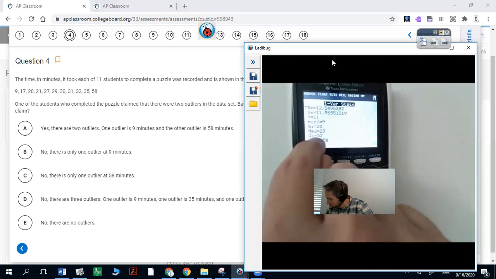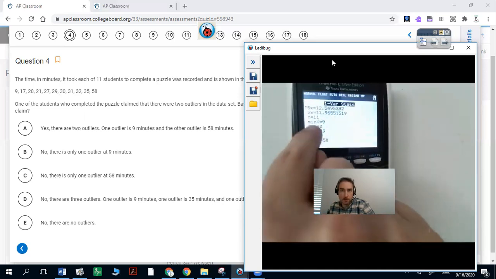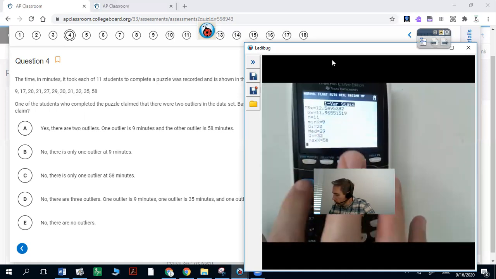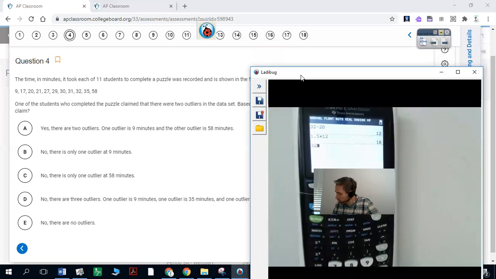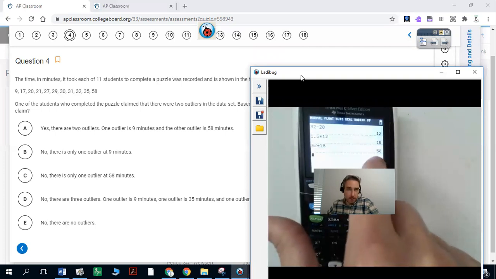My quartiles are 32 and 20. So the IQR would be 32 minus 20, which is 12. So 1.5 times 12 is 18. Remember, the 1.5 IQR rule means if you add that number to quartile 3, so quartile 3 is 32, anything above 50 is considered an outlier.